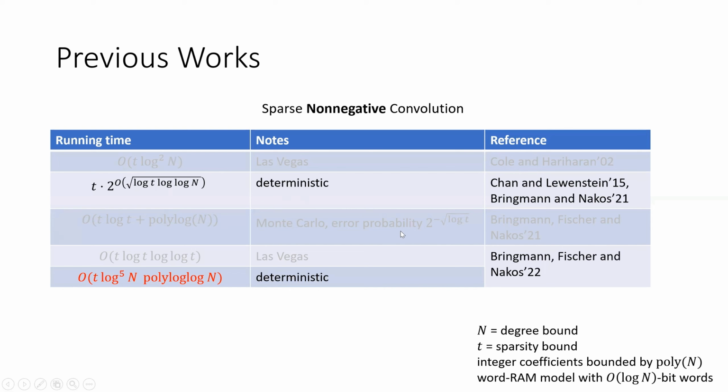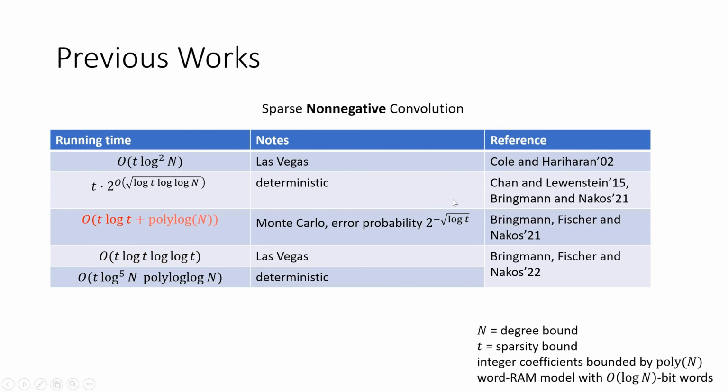And if we allow Las Vegas randomization, then there are algorithms with better log factors. In particular, Bringmann, Fischer, and Nakos gave a Las Vegas algorithm in order t log t log log t time. And if we further assume Monte Carlo randomization, then we can actually achieve order t log t time by the work of Bringmann, Fischer, and Nakos with a small additive polylog n factor in the running time.